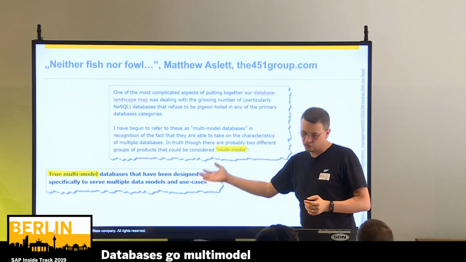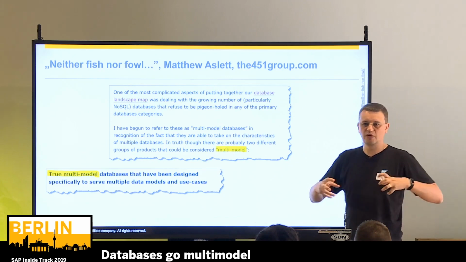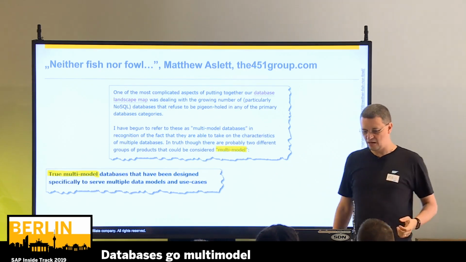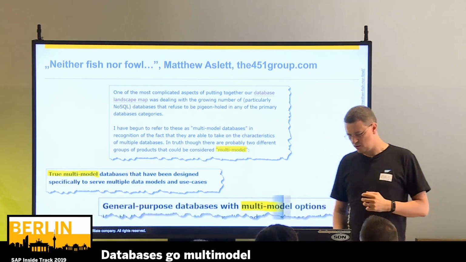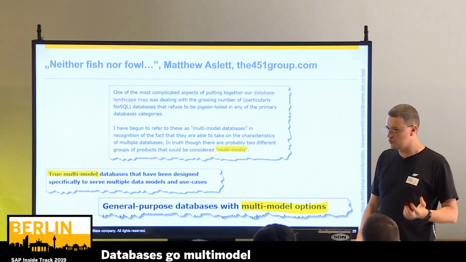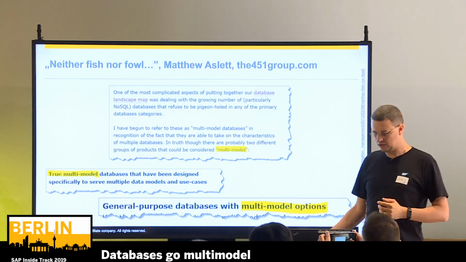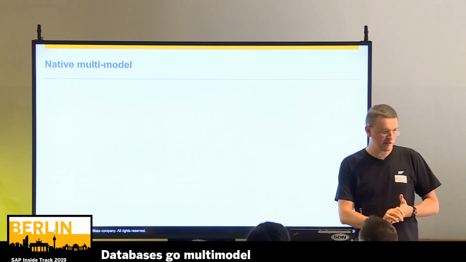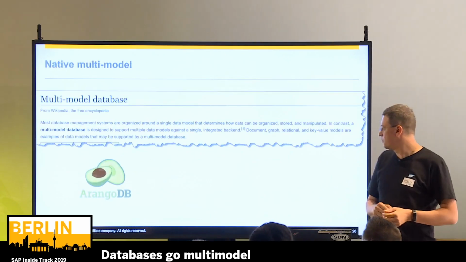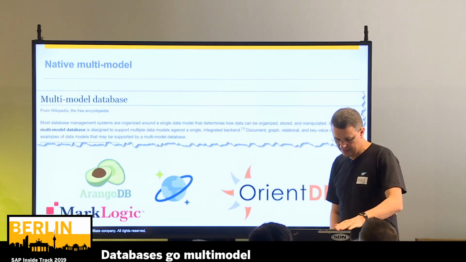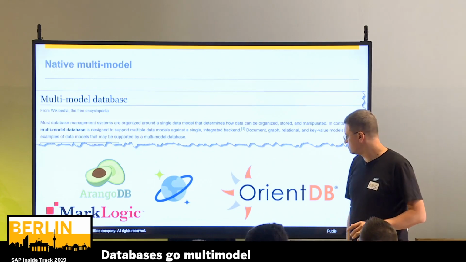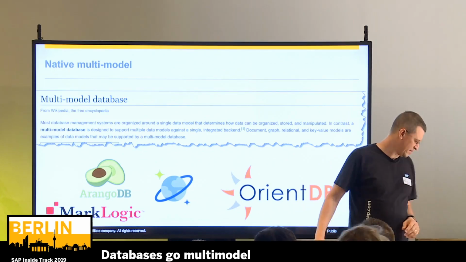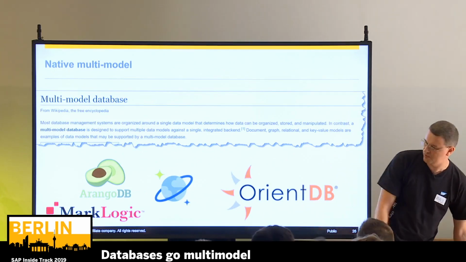And there are true multimodel databases, those that were built from the ground up with this assumption. And then there are all the general purpose databases that got this multimodel option included now. If we are talking about the native multimodel, then there are 4 major players on the market. And guess what? I'm going to talk about OrientDB. So how many of you have heard about OrientDB before?